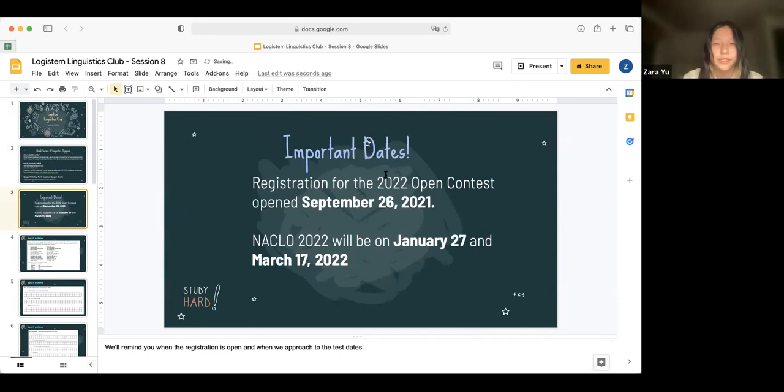So some important dates: registration for the open contest opened on September 26th, and I believe it closes sometime in mid-January. So you still have lots of time to register whenever you want. Then NACLO 2022 will be held on January 27th, and the next round after the open one, which is called the invitational round, is on March 17th, 2022. So these are just some dates to keep in mind, and you can mark them down wherever.